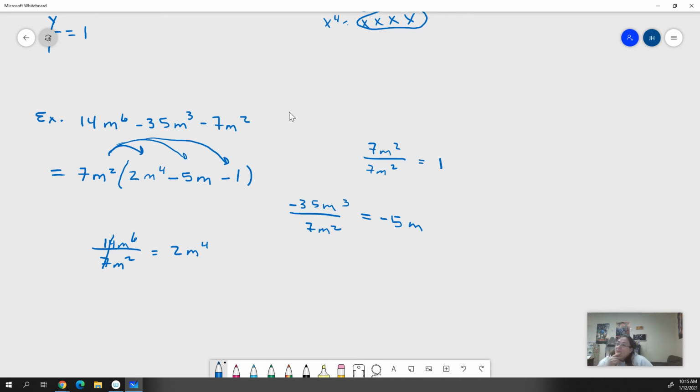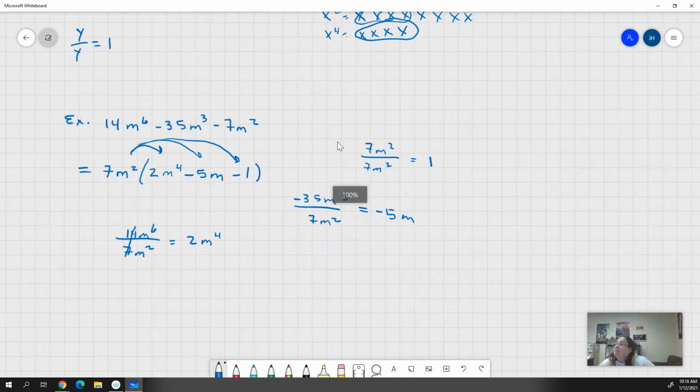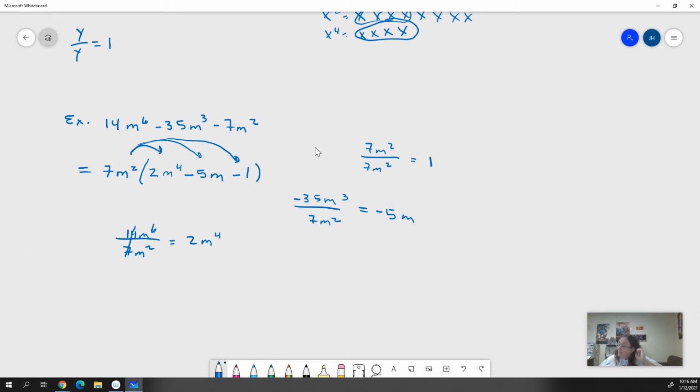Pay particular attention to this example because I think it might have been the example I used in my Ed Puzzle question. So just in case, I might have actually solved that one for you.